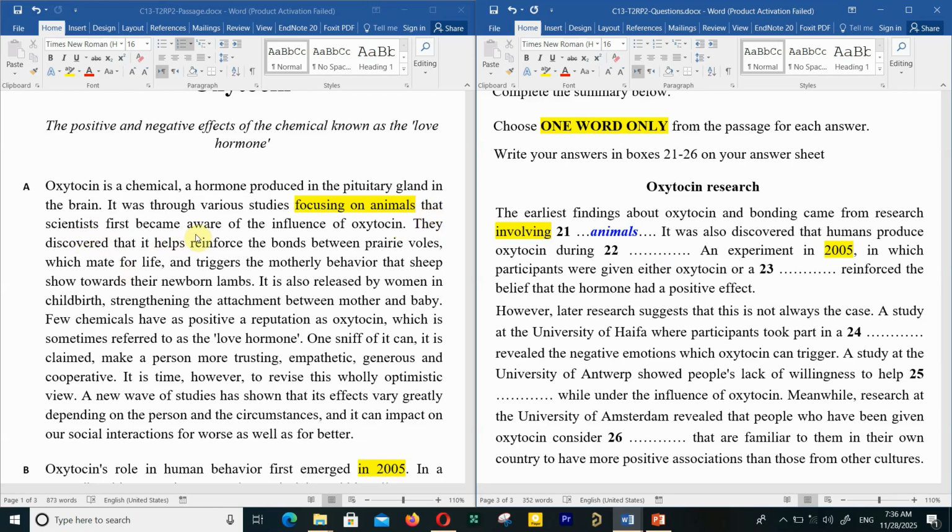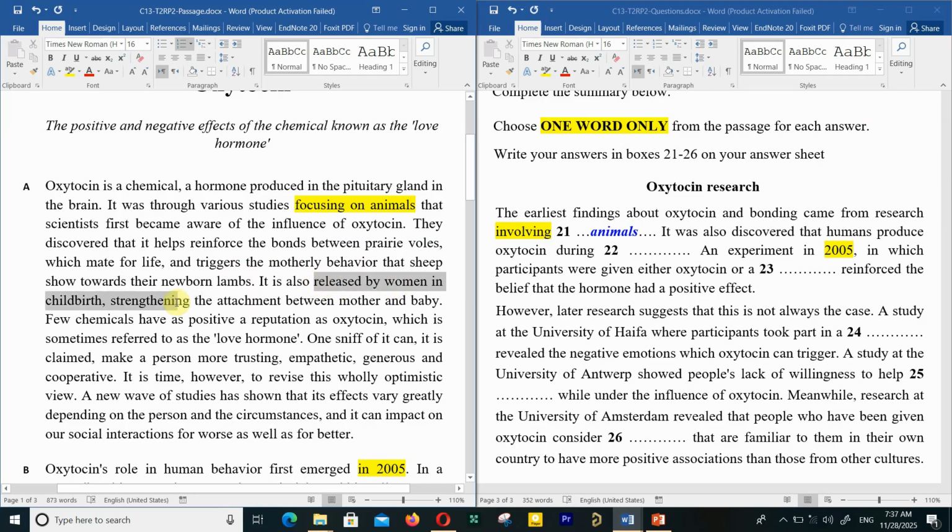That scientists first became aware of the influence of oxytocin. They discovered that it helps reinforce the bonds between prairie voles, which mate for life, and triggers the motherly behavior that sheep show towards their newborn lambs. It is also released by women in childbirth.